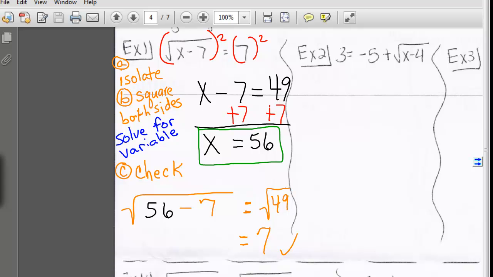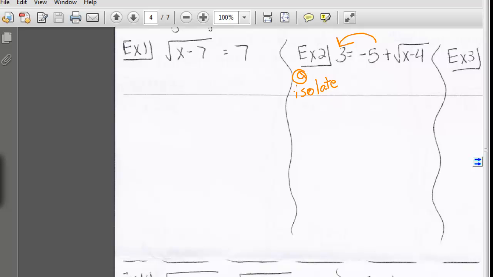Look at example 2. 3 equals negative 5 plus the square root of x minus 4. First thing I need to do is isolate the radical. I do that by moving the negative 5 over to where the 3 is. So I add 5 to both sides, and we get 8 equals the square root of x minus 4.